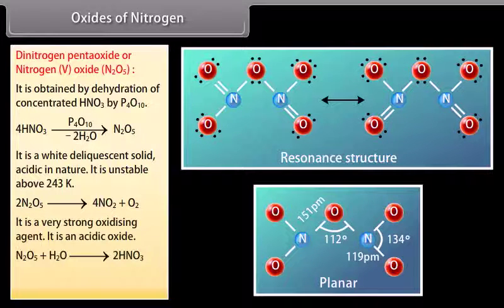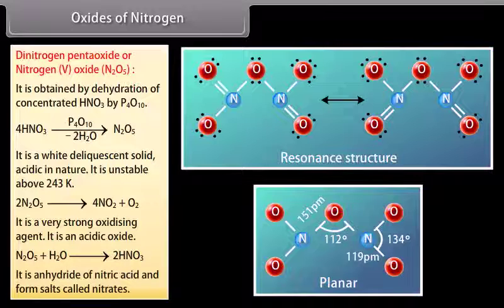It is a very strong oxidizing agent. Many organic substances burst into flames on coming in contact with it. It is an acidic oxide. It is the anhydride of nitric acid and forms salts called nitrates.